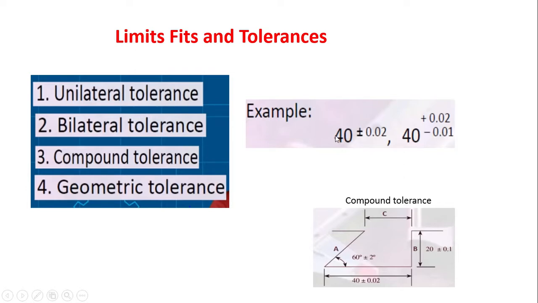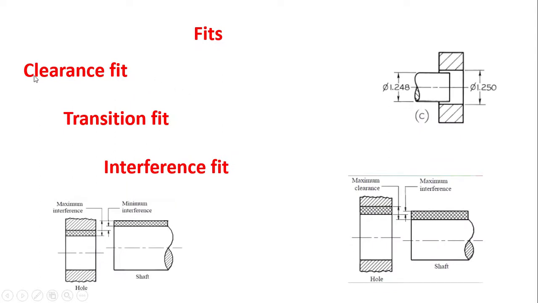And then these are the symmetric bilateral tolerance, and this is variable, so asymmetric, where the lower and the upper region might vary. Okay, remember these things. And then fits, there are three types.